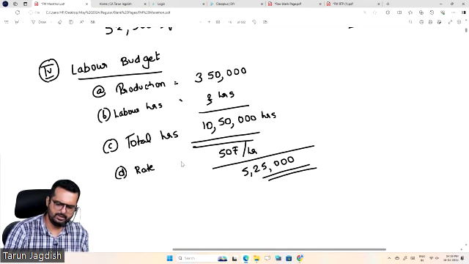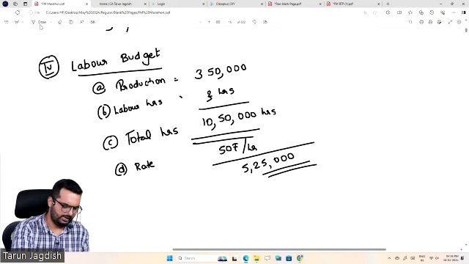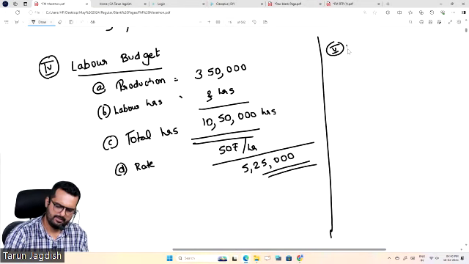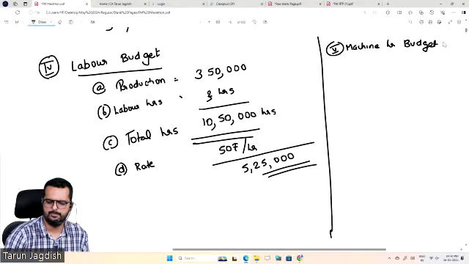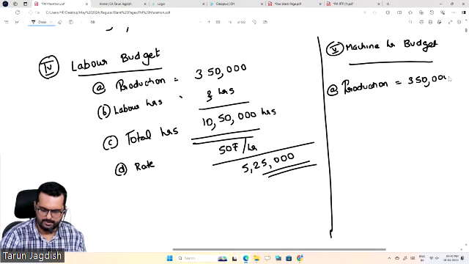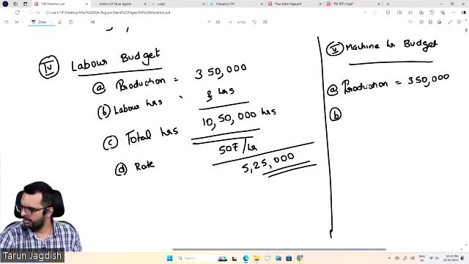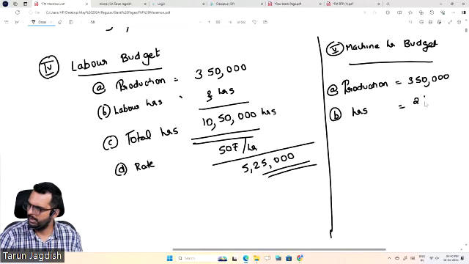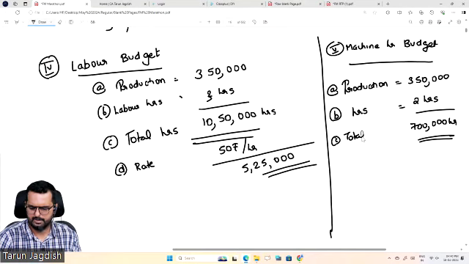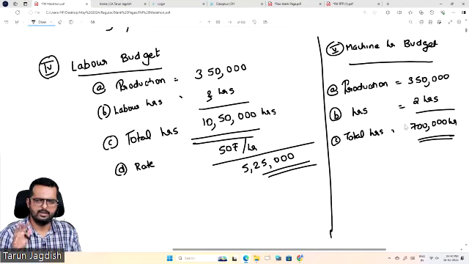I think now same way we can go and prepare a machine hour budget also, right? Because that will also be required is what I understand. Machine hour budget. That is how many hours, everyone tell me? 2 hours. So here the production is again turning out to be 3,50,000. And over here, your hours is turning out to be how many hours? 2 hours. So when you do like this, what is the answer that you get over here? Do you get the total hours as 7 lakh hours?